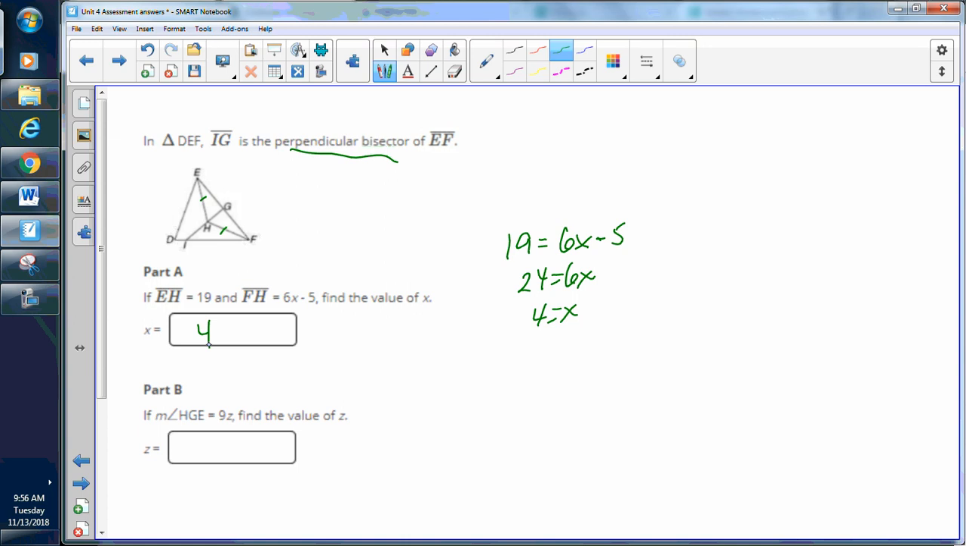And then angle HGE is 9z. HGE, this angle right here, is 9z. Well, it's also a right angle, so it's 90 degrees. So z has to be 10. Because it's perpendicular, it has to be a right angle in there. So for it to be a right angle, z has to be 10.